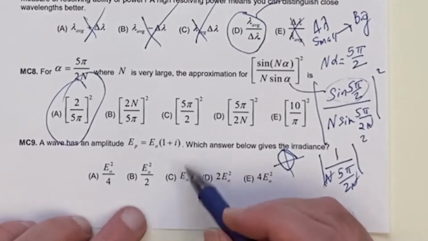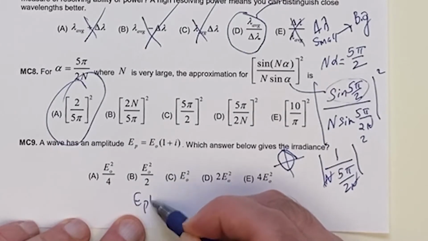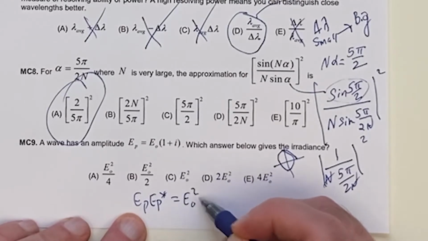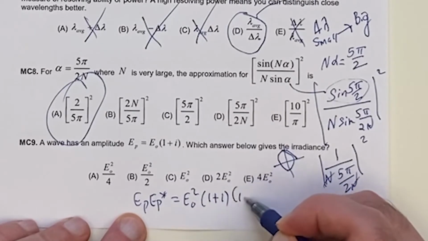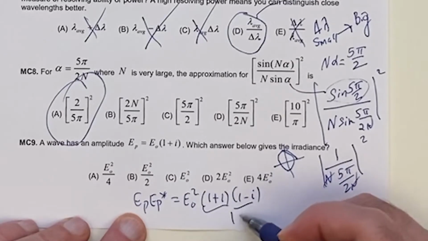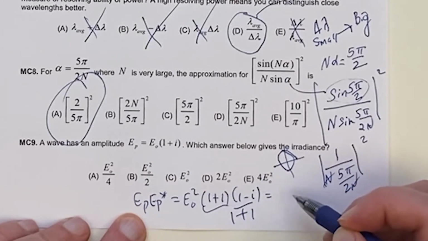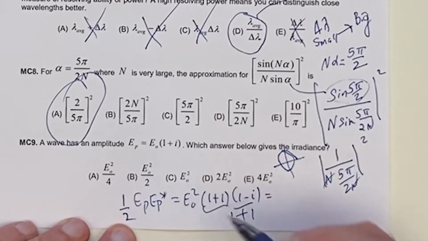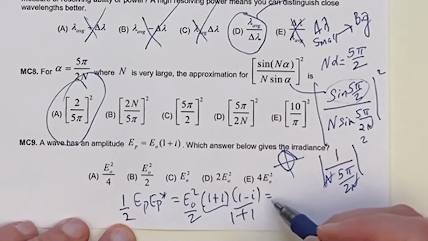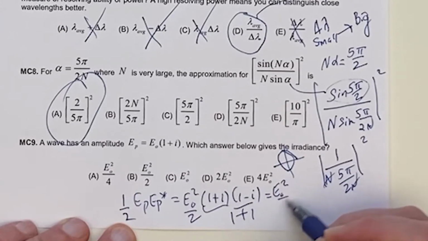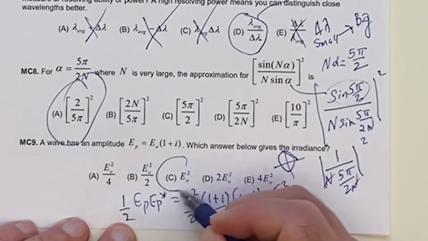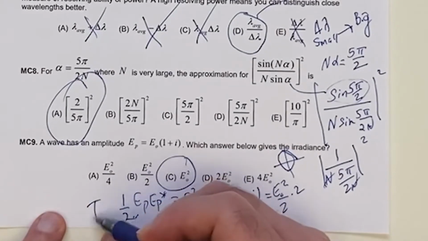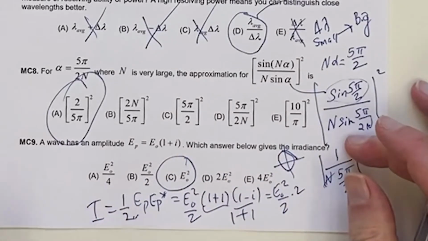For this one here, the irradiance, you want E_P and E_P star, the complex conjugate, so that's E naught squared, 1 plus i, 1 minus i, and this is 1 plus 1, and we have to also have the 1/2. So we have to have the 1/2, can't forget that. That's your irradiance formula. So that means E naught squared over 2 times 2, and that means it'll be E naught squared. Yeah, remember that 1/2, that's tricky when you have the irradiance.